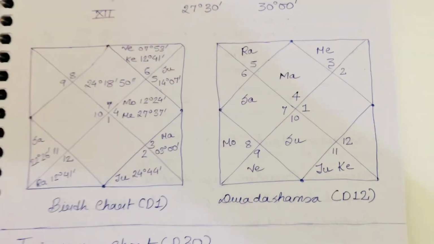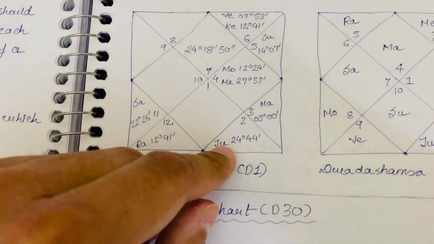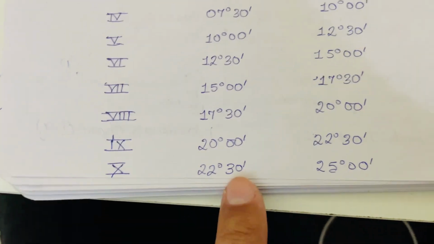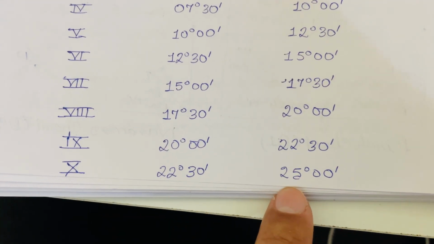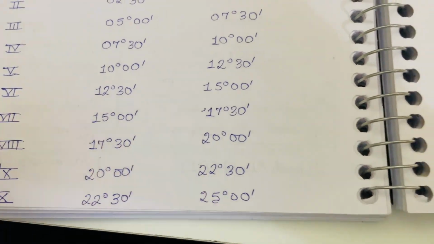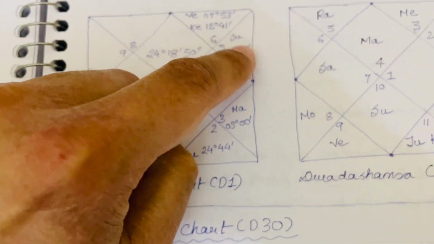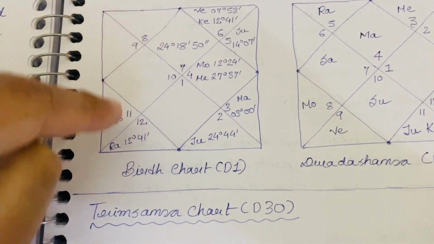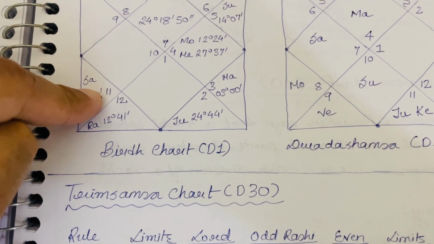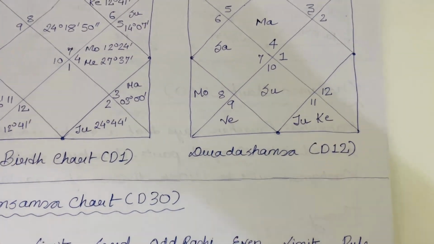Now let's come to Jupiter. The longitude of Jupiter is 24 degree and 44 minutes, falling in the 10th Dwadashamsha. From here you count 10: 1, 2, 3, 4, 5, 6, 7, 8, 9, 10. So Jupiter gets placed in the sign of Aquarius in the Dwadashamsha chart.